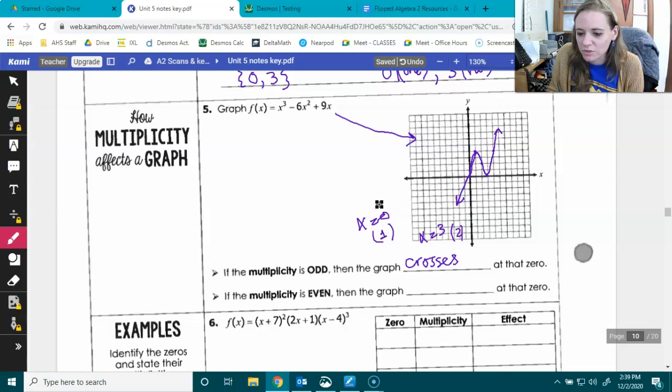Because I have one solution. One solution is odd, so it crosses. When my multiplicity is even, in this case, this one was even because there are 2 of them, then the graph will bounce.